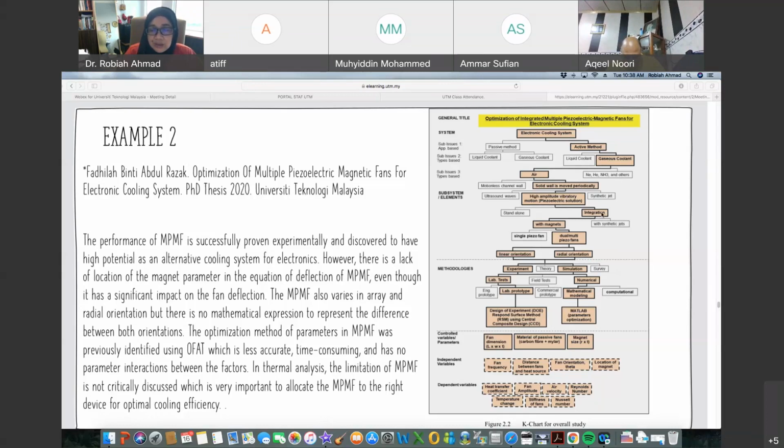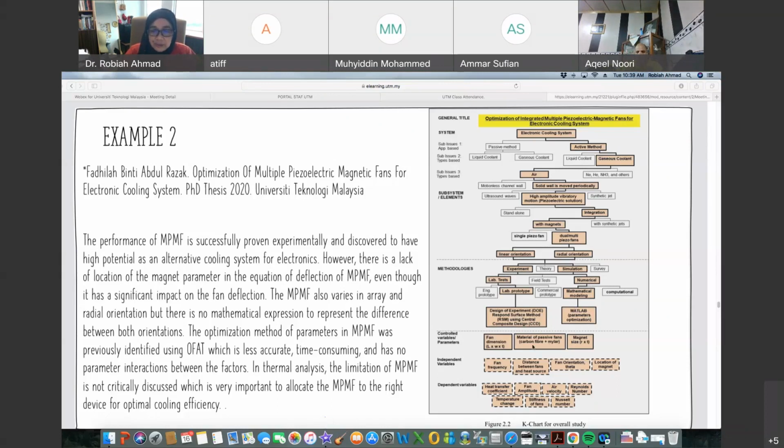She decided to integrate with magnets, and with magnets we have either single piezo or multi piezo, and the orientation is either linear or radial. She looks into both. Once she decided on this area, this is the methodology. She decided to do both experiment and simulation. The experiment involves building all the prototypes, with the design using DOE, and the simulation looks at the mathematical model and numerical, and then we compare that.